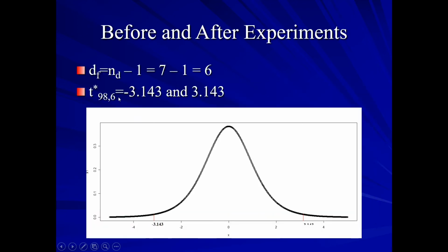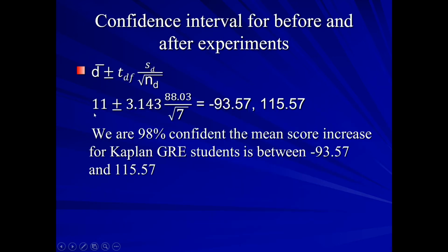Now I'd like 98% confidence, and so a T-star at 98% confidence with how many degrees of freedom? N_D minus 1, that is 6. That is negative 3.143 and 3.143. And now I simply plug in my values. My D bar was 11. My T star value was 3.143. Standard deviation of these differences, 88.03, divided by the square root of 7. And I get negative 93.57 to 115.57. And so we're 98% confident the mean score increase for Kaplan GRE students is between negative 93.57 and 115.57.